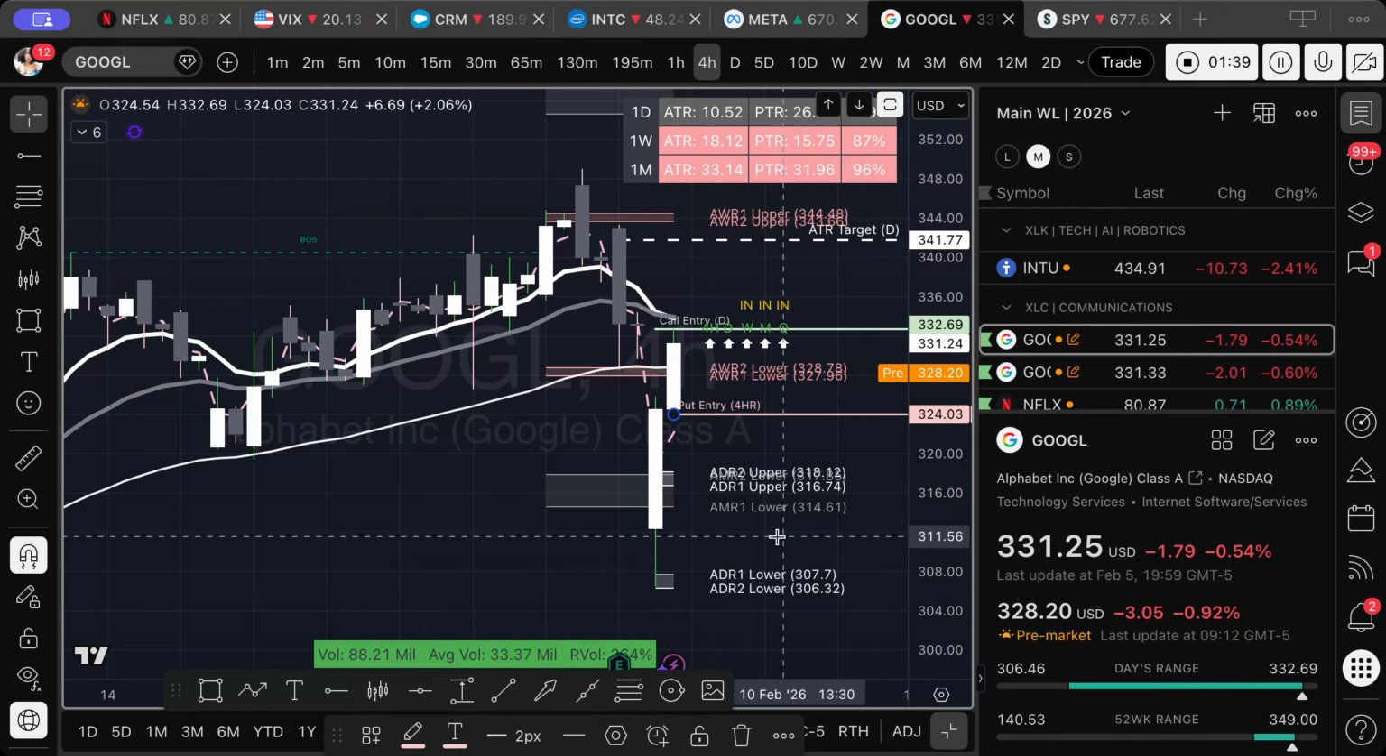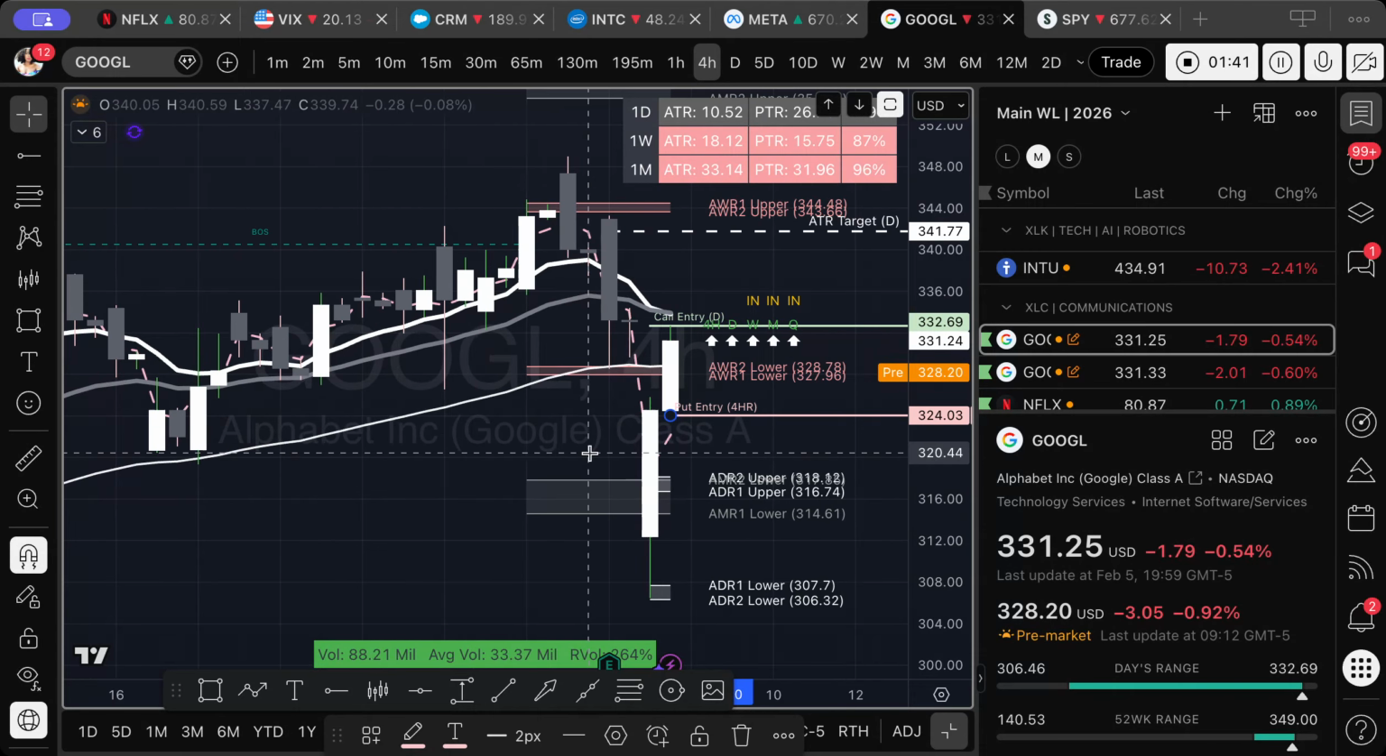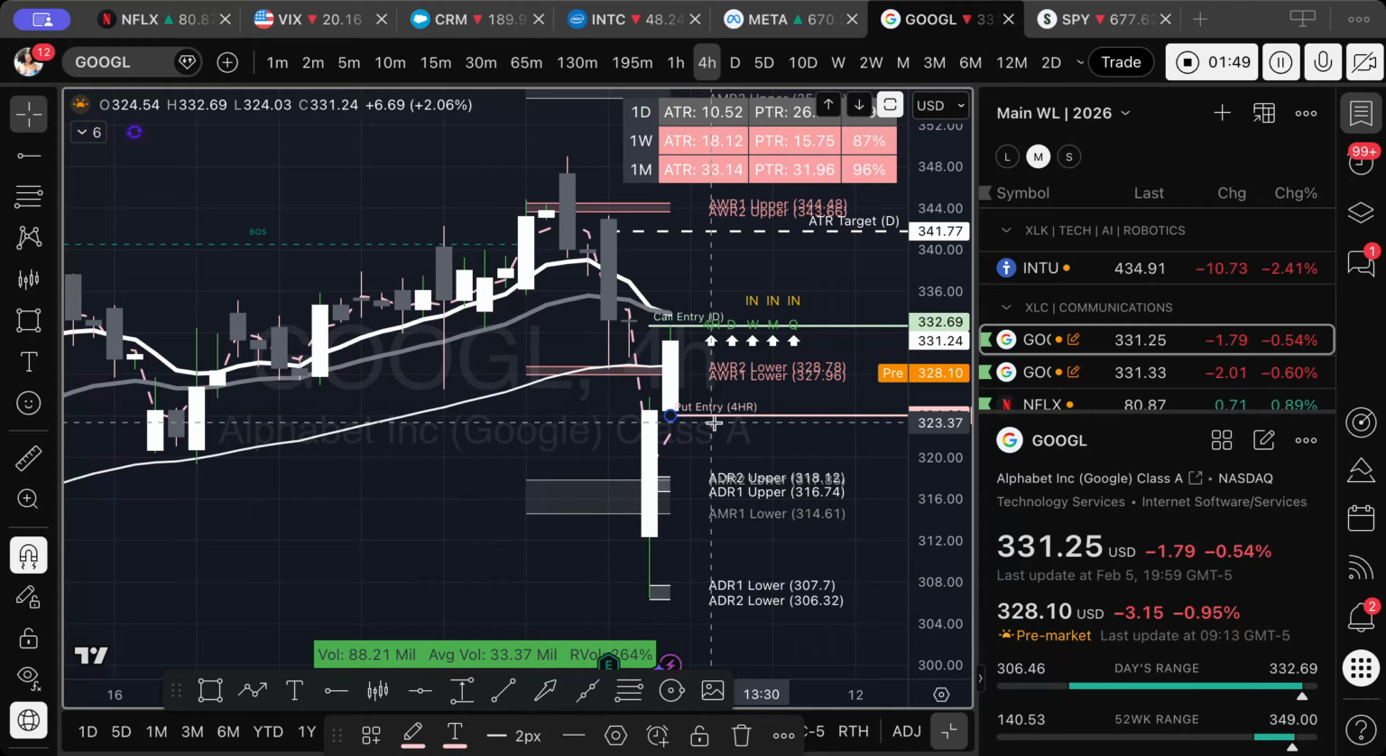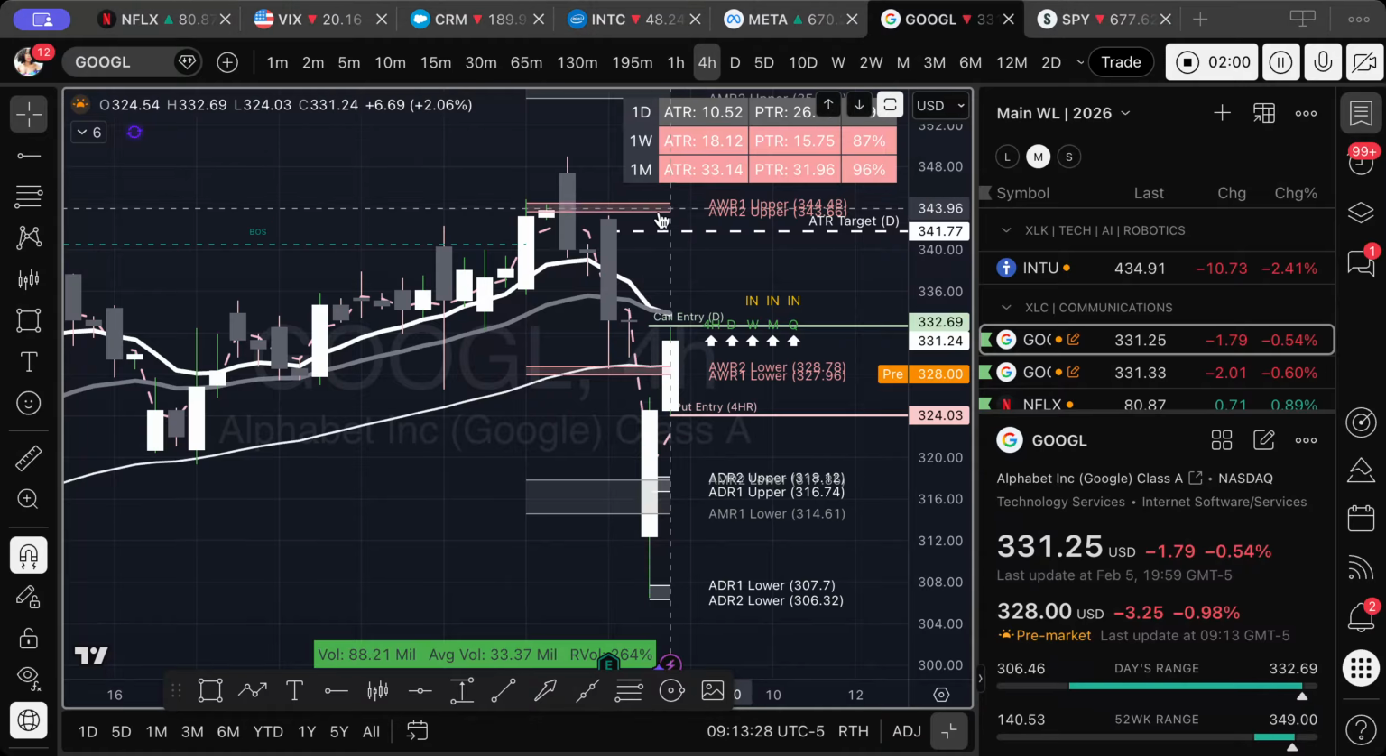And it's all going to depend on market structure. So if we're pushing up, you want to see higher highs and higher lows. If we're pushing down, you want to see lower highs and lower lows. You want to see some aggressiveness in either direction. So for the downside, we are looking at 320.72.